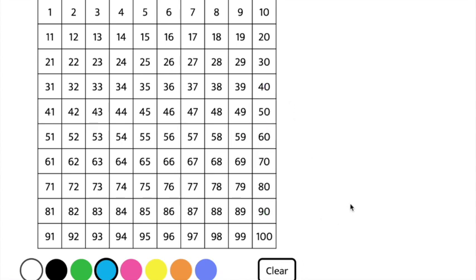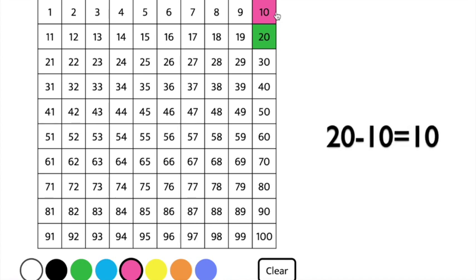Next question is 20 minus 10. So let's find number 20, it's right there. Now I need to go up 1 time because 10 is 1 ten. So 1, and I stopped on number 10. So 20 minus 10 equals 10.